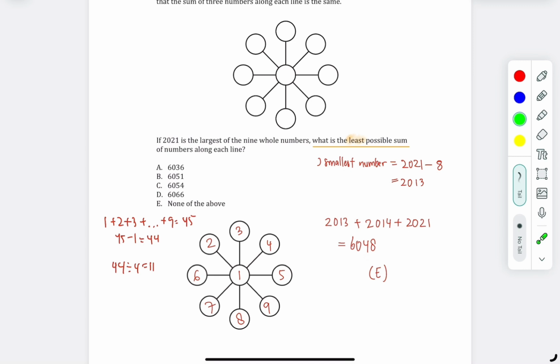Okay, so when your answer is not in the options, maybe you can try to doubt yourself once. Okay, check if there's a counter example. If there's not, then you can safely assume the answer is E. Okay.